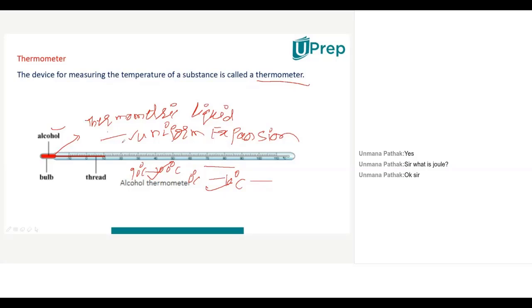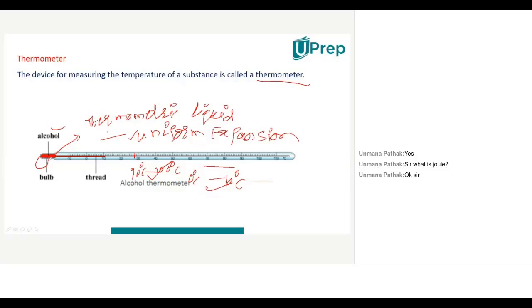How? Suppose for the thermometric liquid we are using alcohol. This device only we are taking. First, room temperature is 28 degrees, so the alcohol thread will be here. And suppose I brought some very hot object, and this alcoholic thermometer is in contact with that object. That means it is in touch with that very hot object.